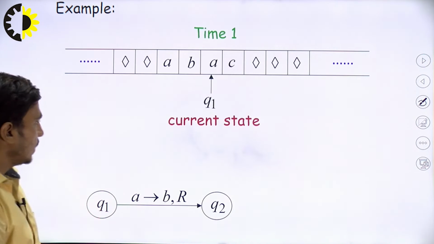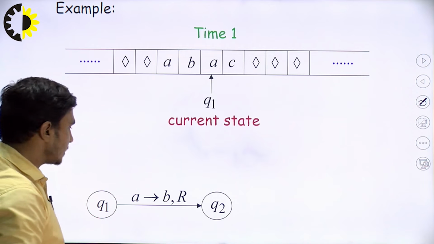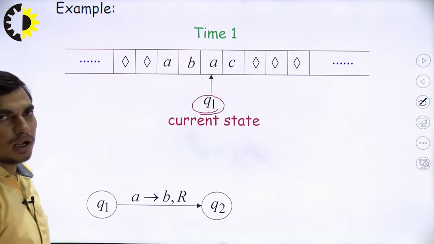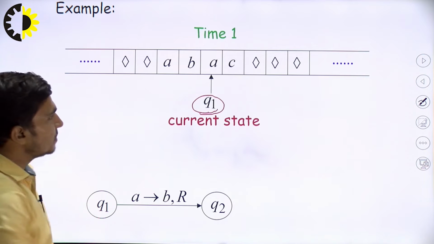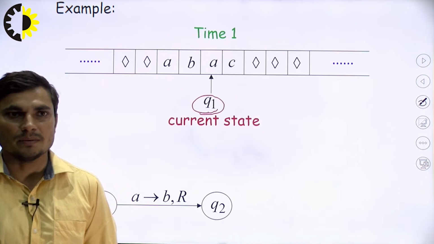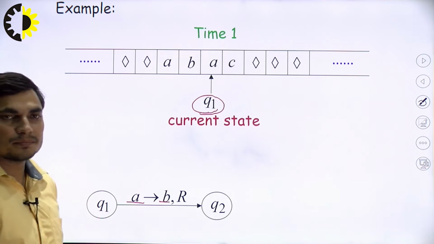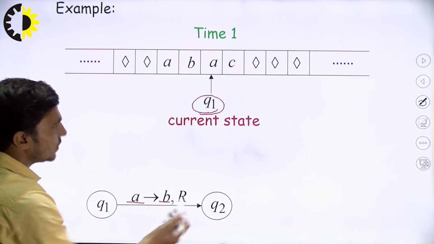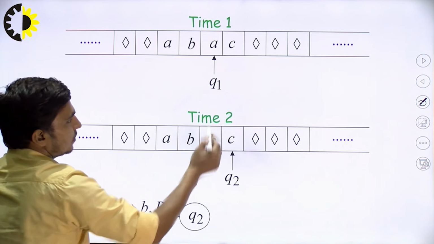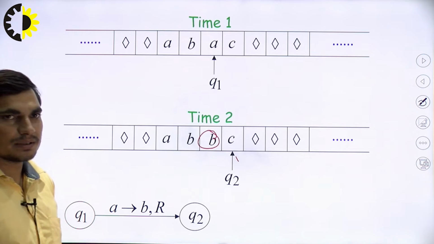So, in this example, if we are representing this graphical representation of this transition, what do we have? The current state is Q1, and the head is pointing to A. The meaning of this is we are in state Q1 and we are about to read the symbol A. After reading this symbol A, we will write the symbol B and move towards the right side. So, at this position we are writing the symbol B, and now we are moving towards the right side.